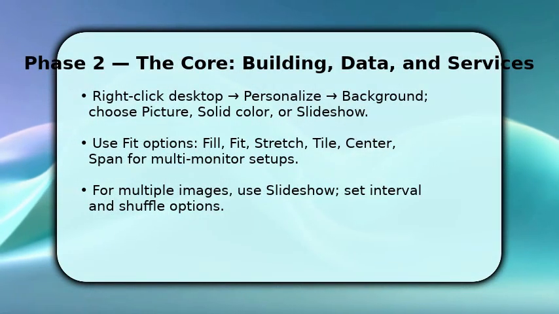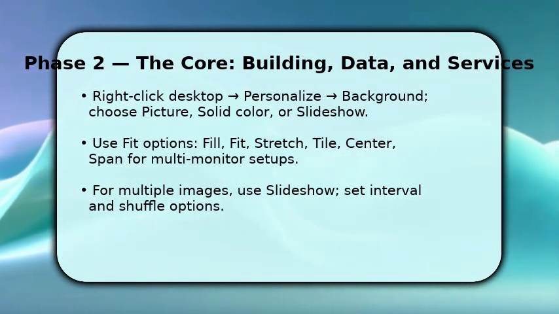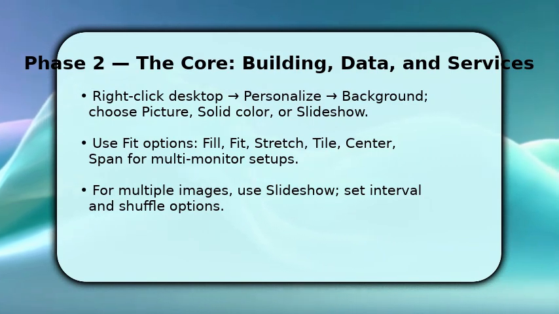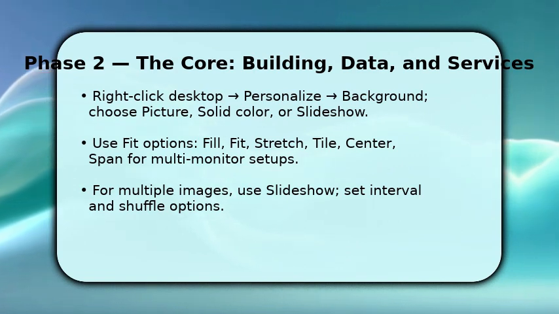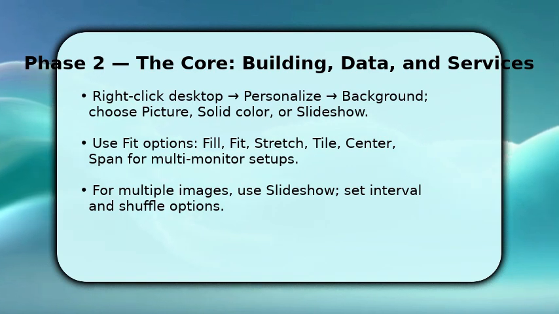Now you apply images in Windows. Open personalization from a right-click on the desktop and pick background. Choose picture for one image or slideshow for rotating wallpapers. Set the interval and whether to shuffle. This gives variety without manual switching.